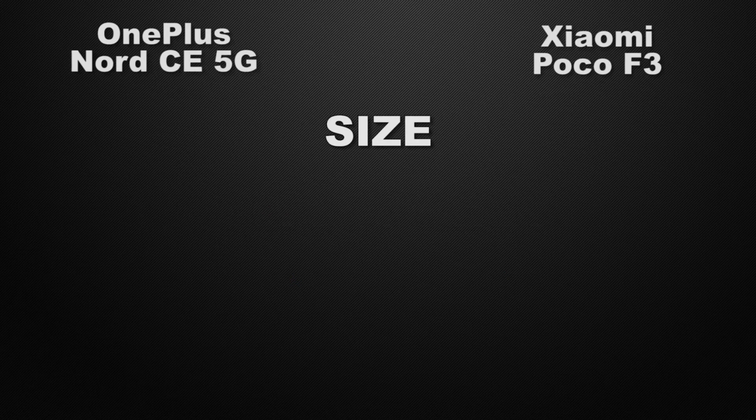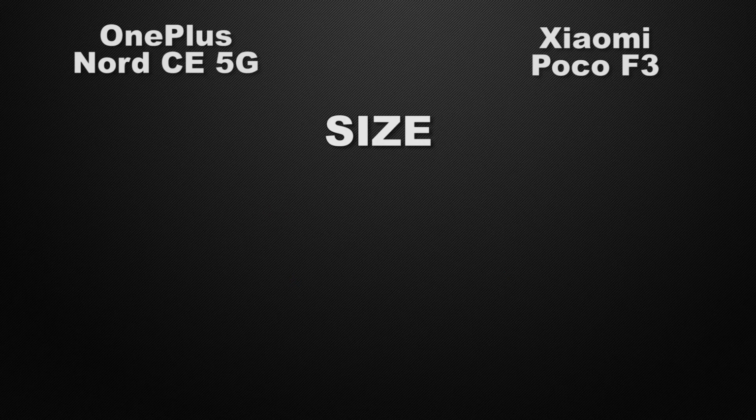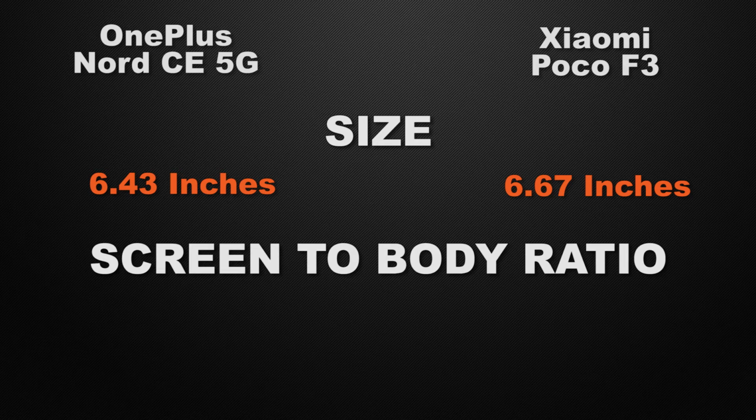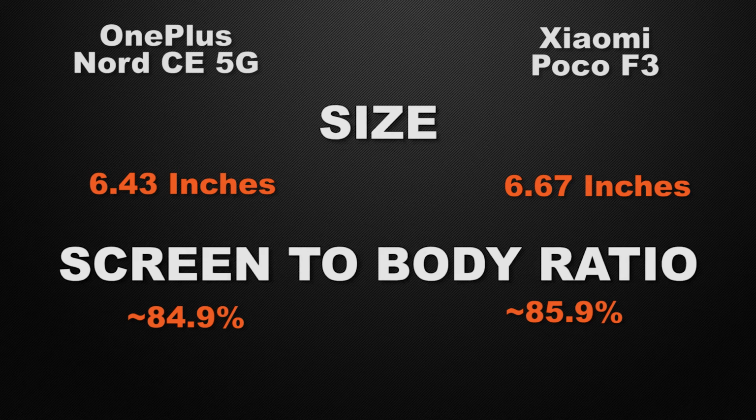Moving to the display features of the devices, let's start with the display size of the devices. Nord has a 6.43 inch display whereas F3 has a 6.6 inch display. So the winner here is F3 because it has a bigger screen size. And about the screen to body ratio of the devices, Nord has approx 84.9% whereas F3 has 85.9%. So again it's a tie because both devices have approximately the same ratio.